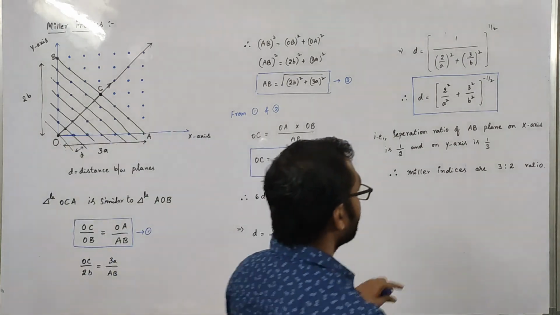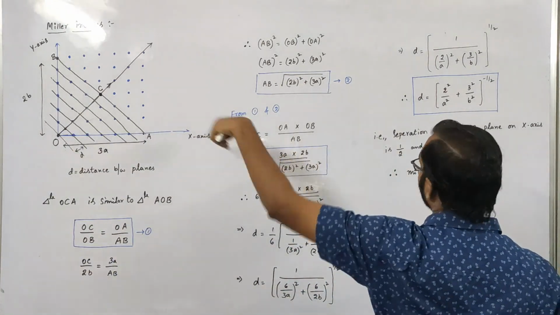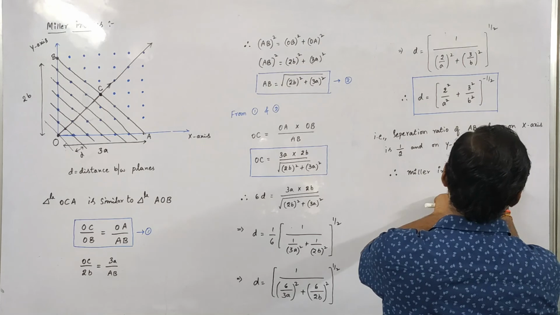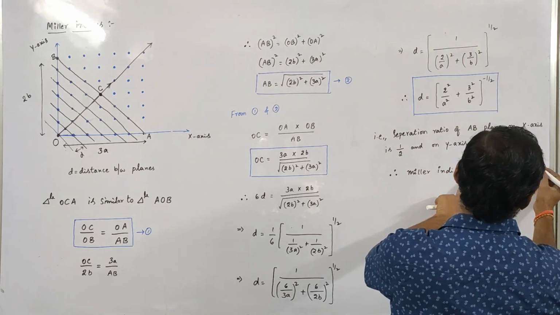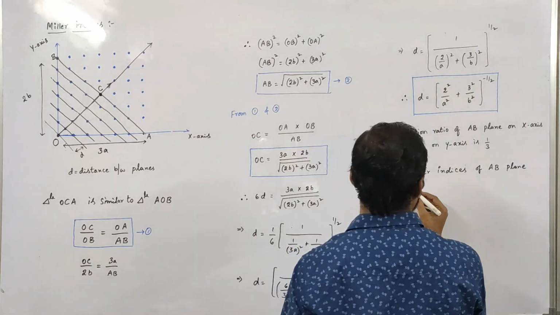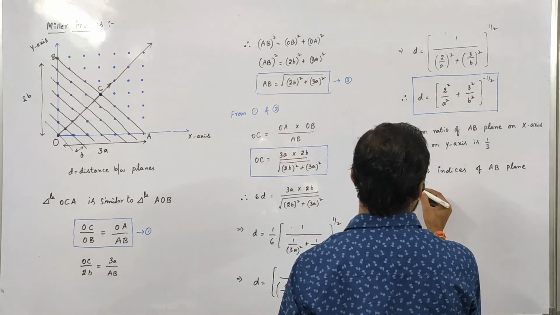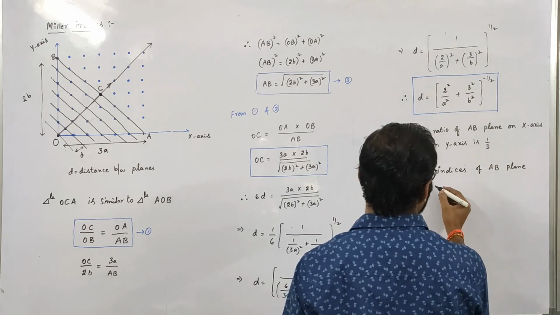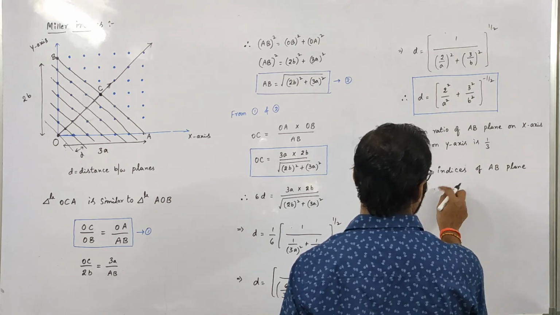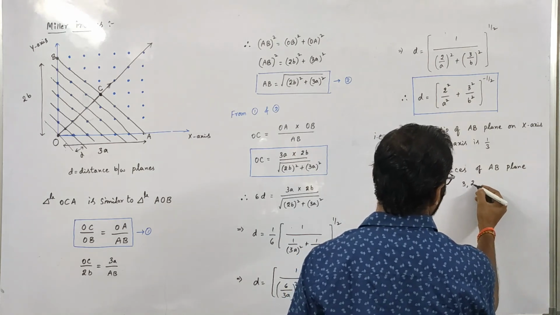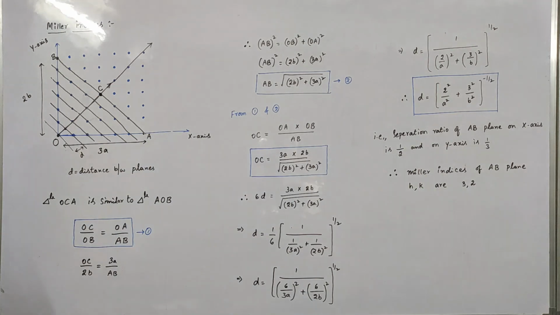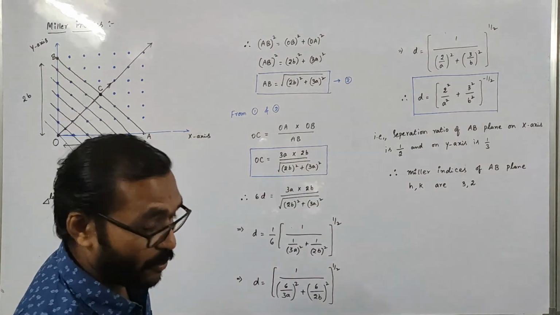Or we can write the Miller indices of the AB plane, H comma K, are 3 comma 2. Can I write in that way? For 2 dimensions, it is in this form.